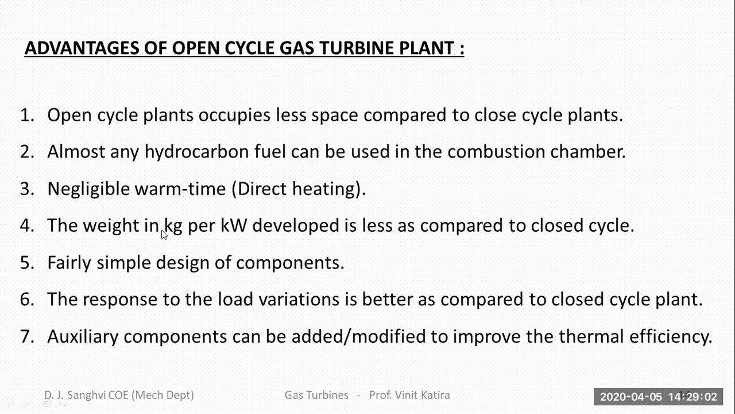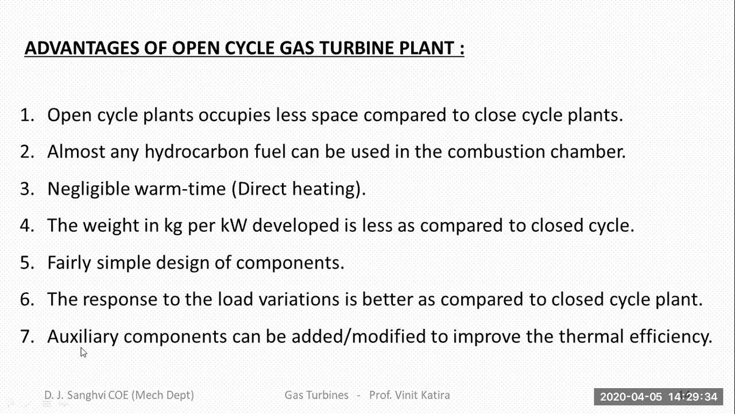Fourth point is the weight in kg per kilowatt developed. It should be lower over here because the kilowatt per kg is more in the case of open cycle power plants. Next point is fairly simple design of components. Sixth point is the response to load variation is better. As I had mentioned, there is direct heating, so you can easily vary the power output almost instantly.